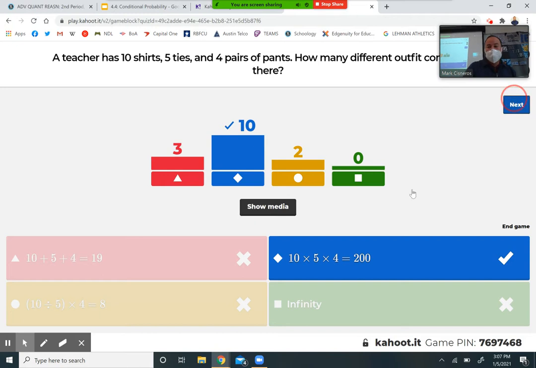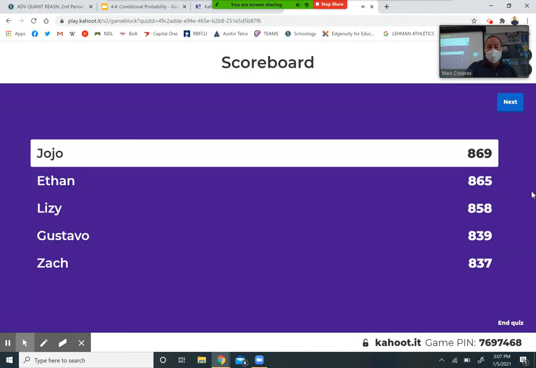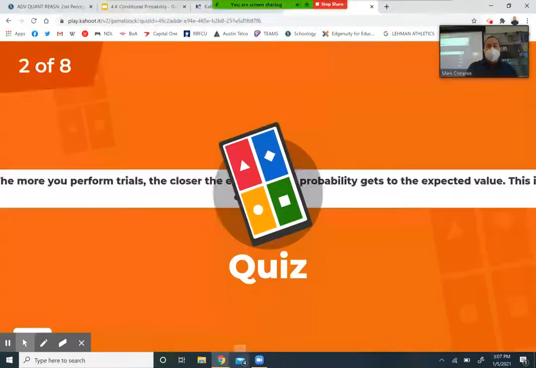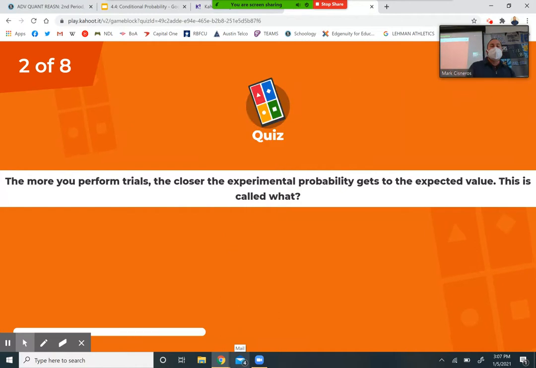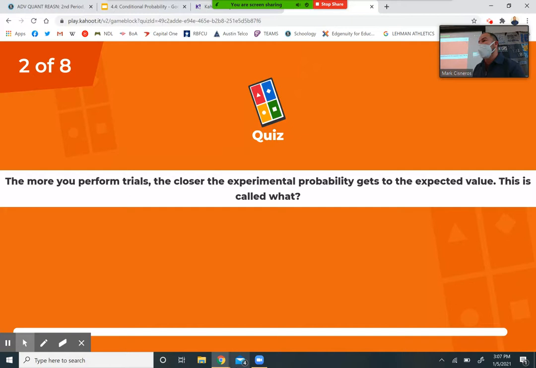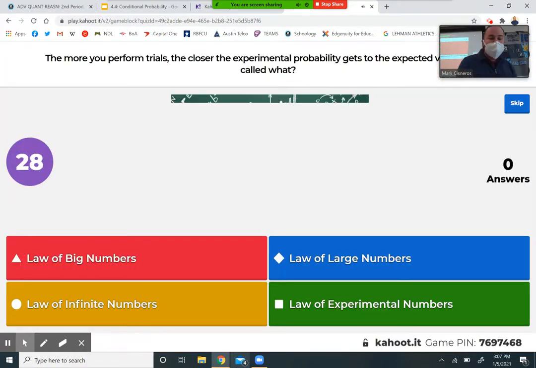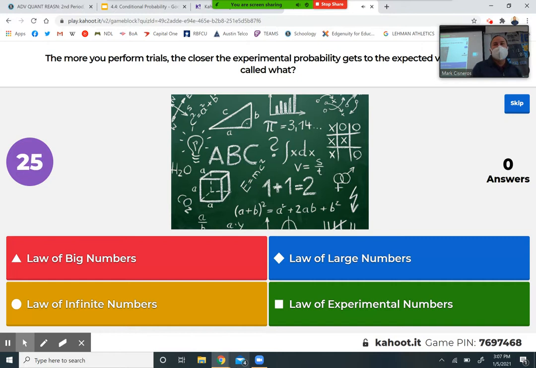Okay. All right. JoJo's up top. Nice. And then Ethan and then Lizzie's. All right, number 2. The more you perform trials, the closer the experimental probability gets to the expected value. This is called what? This is one of your assignments from right before the break. It was actually the title of one of your homework assignments.